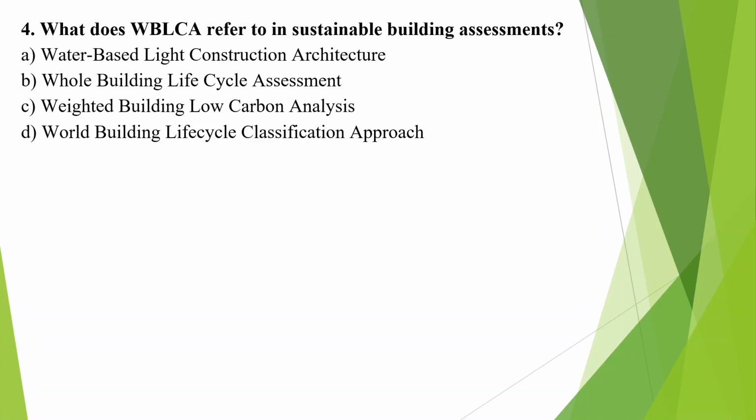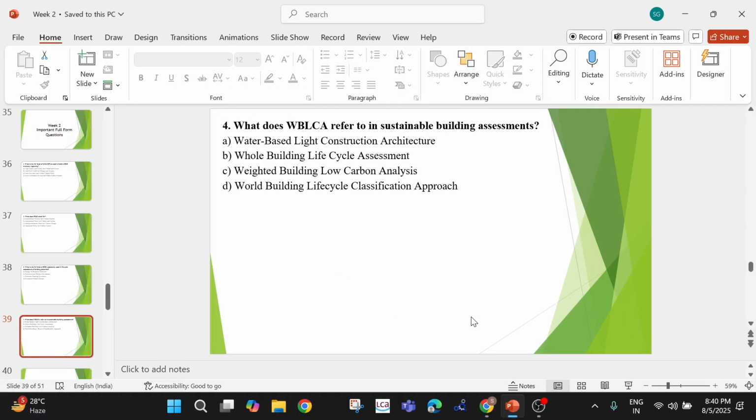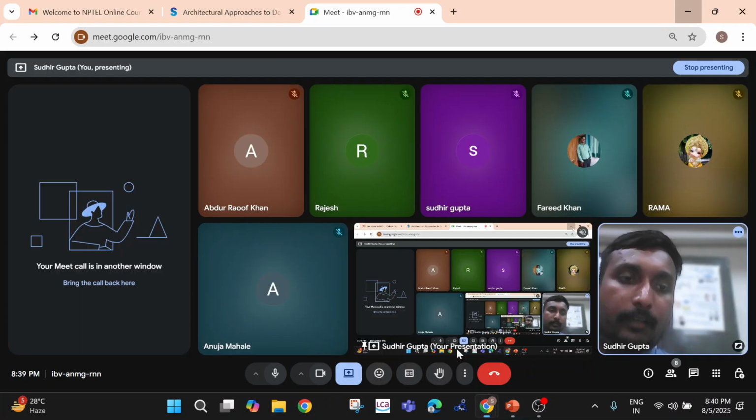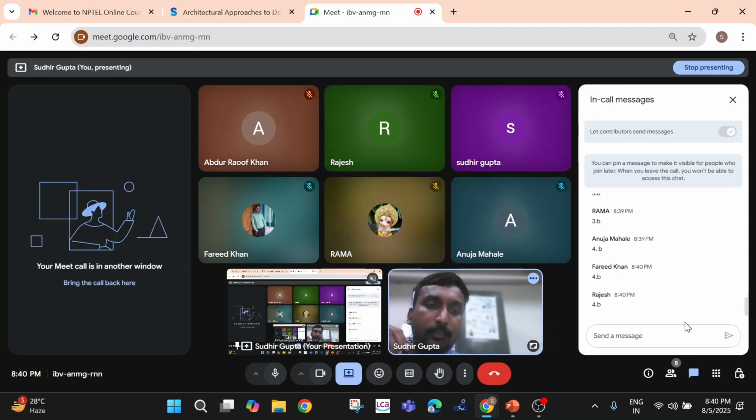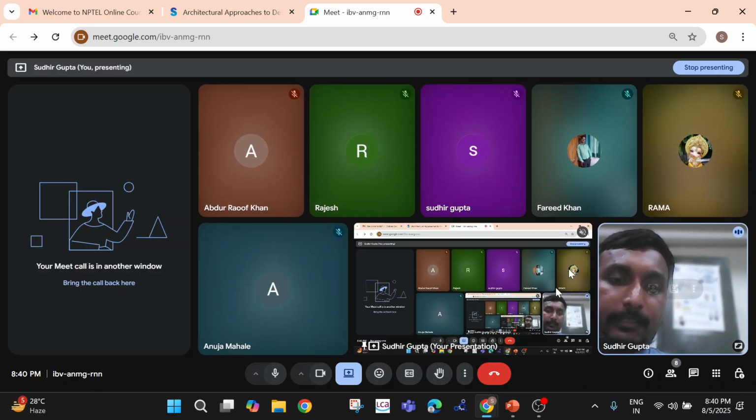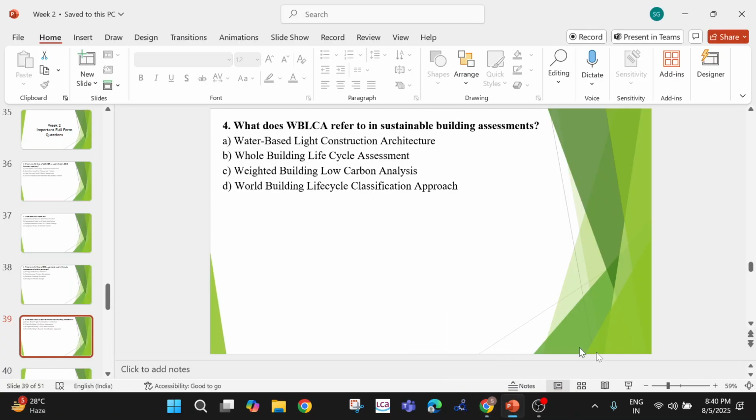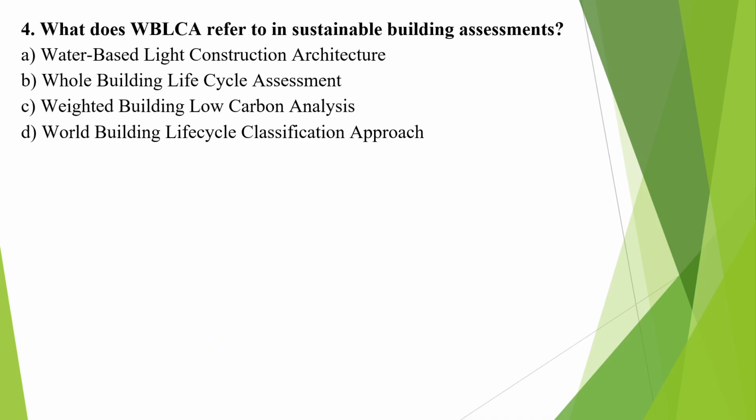In the last lecture slide also this was discussed, WBLCA. So let's see how many of you have already answered and they are very clear. As I can see, most of you have answered and most of you have opted option B, whole building LCA. You are saying WBLCA refers to the whole building LCA, means the whole building life cycle assessment. Yes, all of you are absolutely correct. Option B is the correct answer for this question.